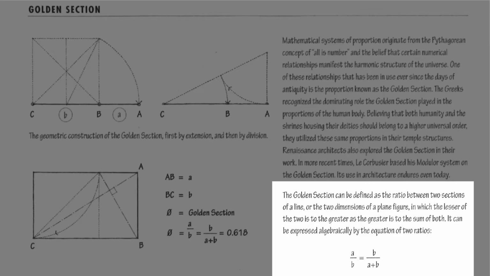The golden section, as Ching says, can be defined as a ratio between two sections of a line, or the two dimensions of a plane figure, in which the lesser of the two is to the greater, as the greater is to the sum of both.